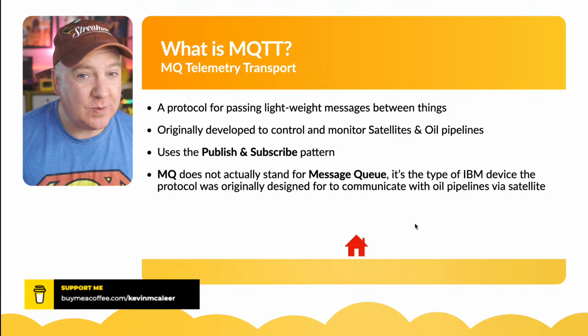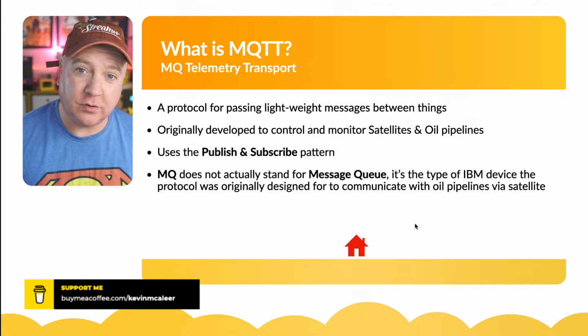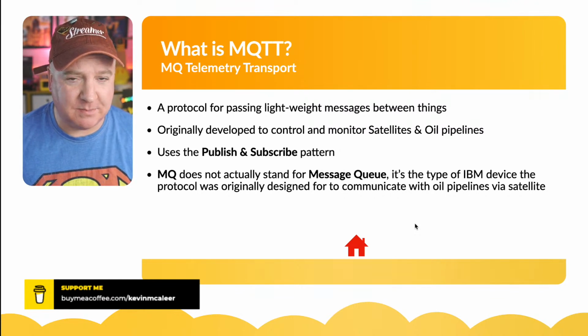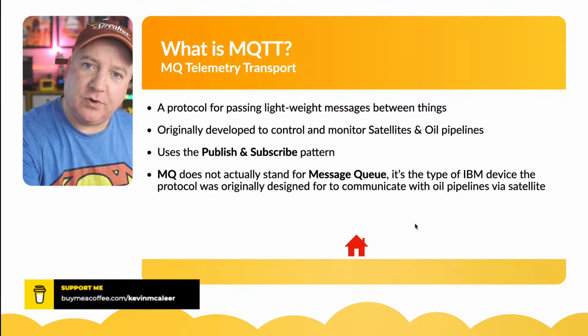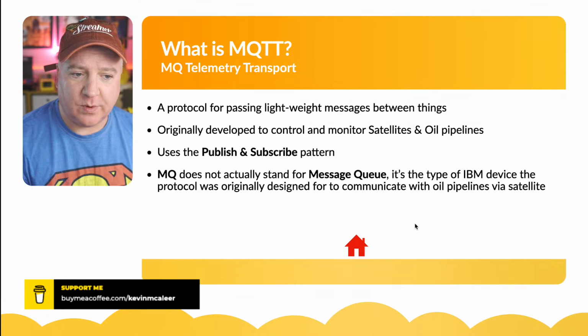So that's what the MQ is. MQ is a device that IBM sell to monitor and control oil pipelines via satellite links. So if you think an oil pipeline could be thousands of miles long, and there might be many different checkpoints and devices just monitoring the flow of oil, making sure there's no leaks, making sure it's flowing correctly.